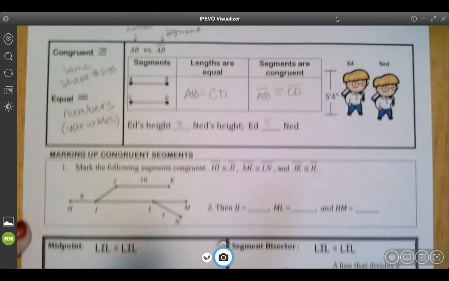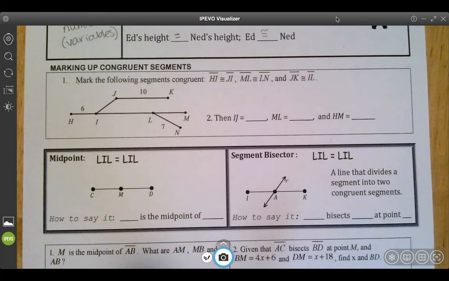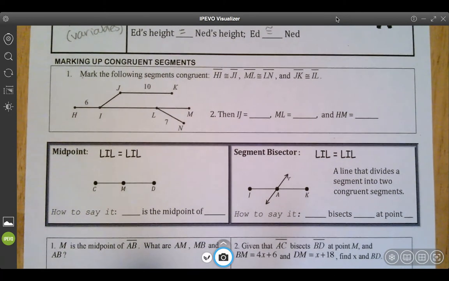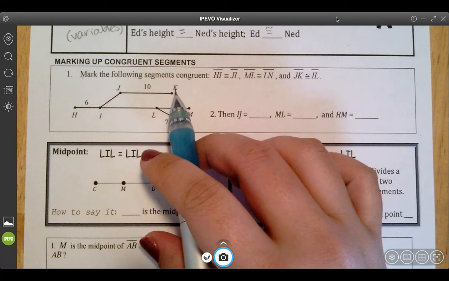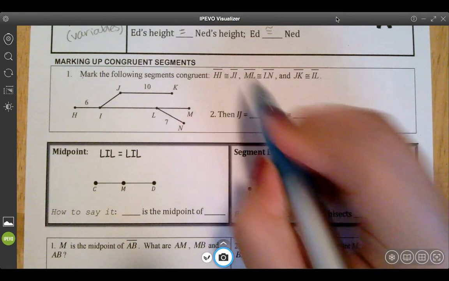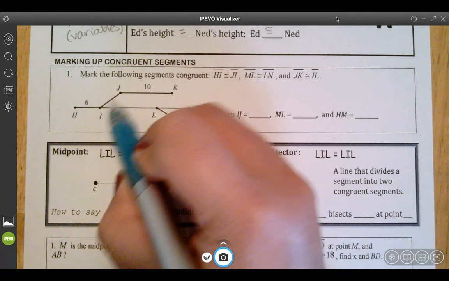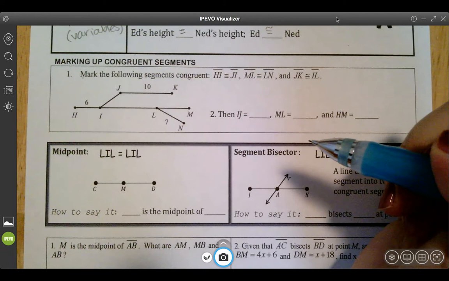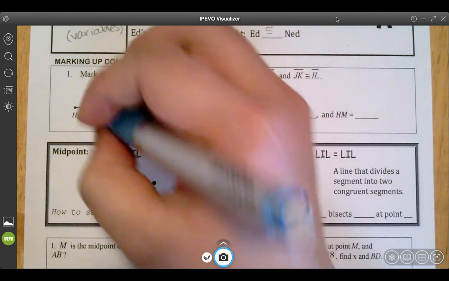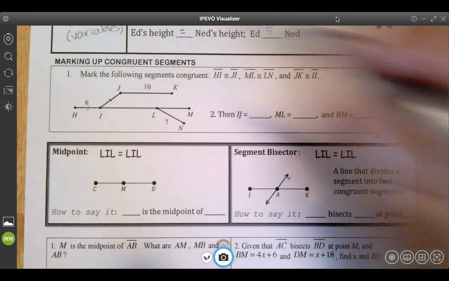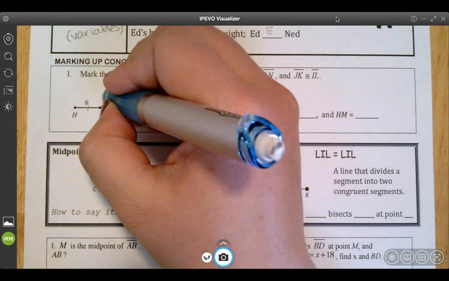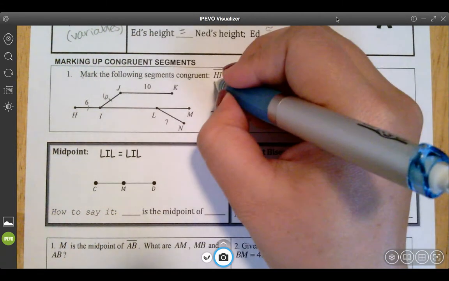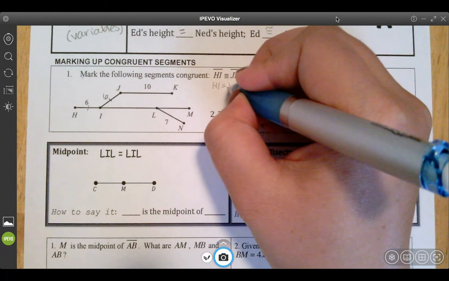Let's take a look at how we can use these congruency statements in order to find out equality statements. So in this example, we want to mark the following segments. We have HI is congruent to JI. So here's HI, here's JI. In order to mark on the diagram to say that they're congruent, we can put a little tick mark. And that means those two line segments are congruent. If line segments are congruent, that means they have the same measurement. So this is saying that HI equals JI.